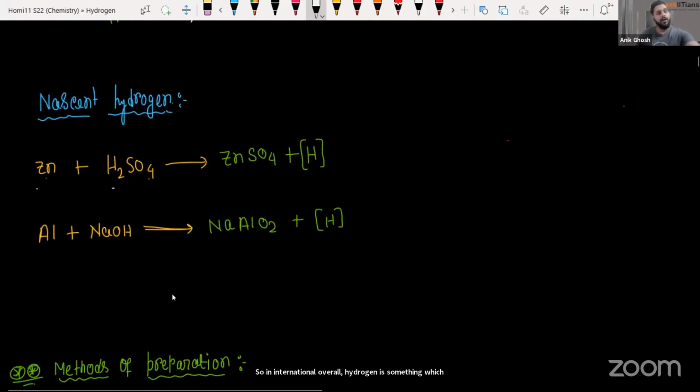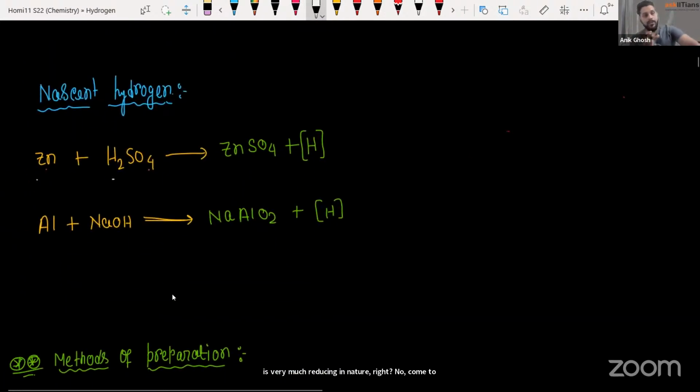Now, coming to the next part. How would you actually produce this hydrogen? Hydrogen can be produced through many methods.